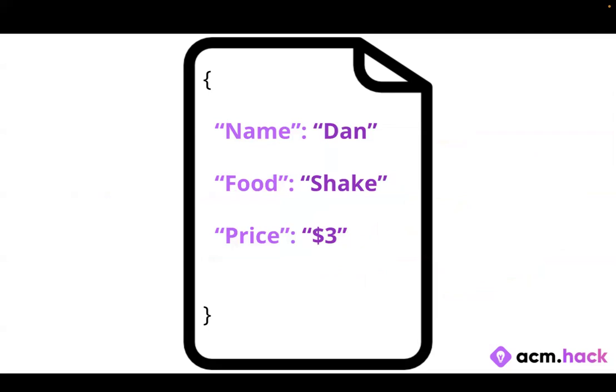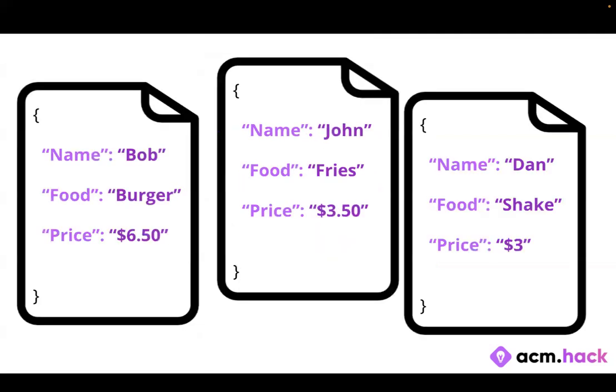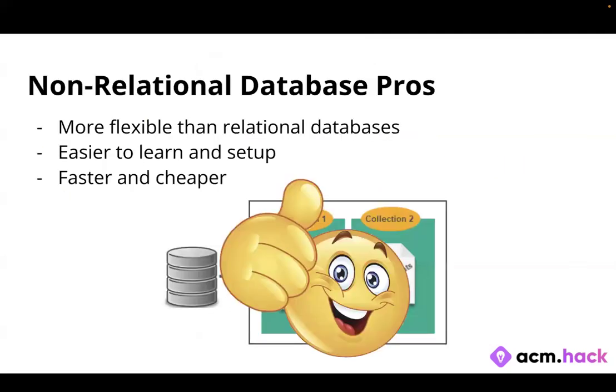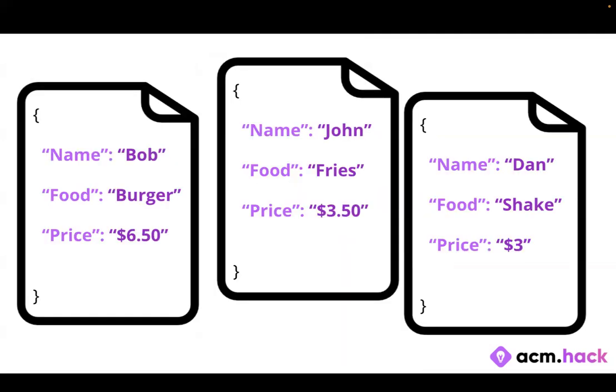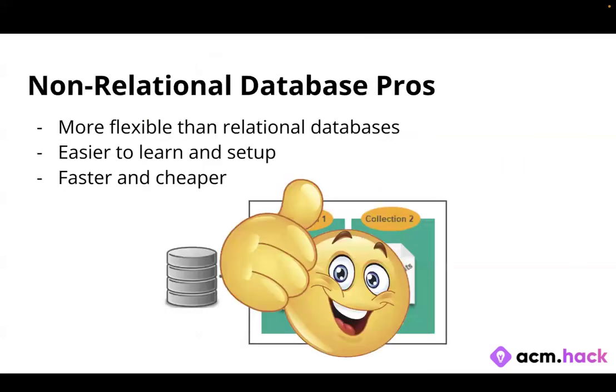Then we could use the same structure for more than one document and have a collection of documents that store, for example, order data. These non-relational databases are more flexible than relational ones. They're easier to learn and set up, because you can see how much easier that is than SQL. And they're usually faster and cheaper.